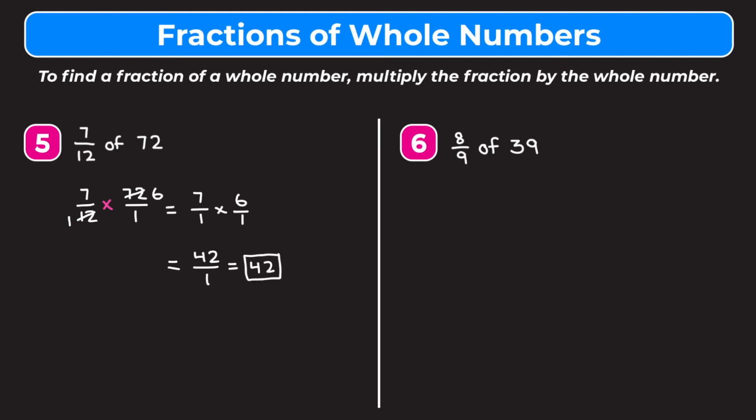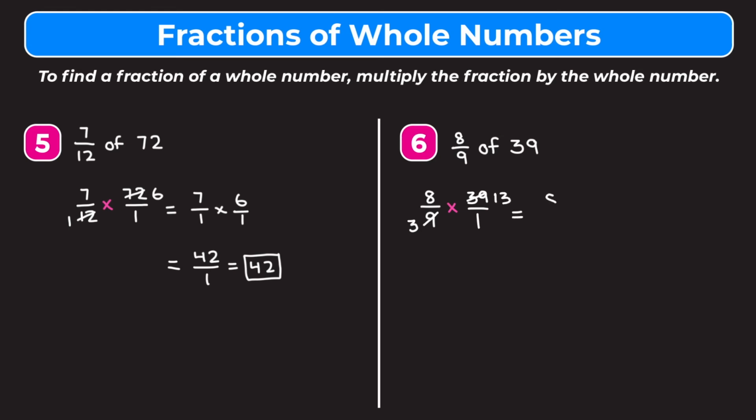Taking a look at our last example, we have 8 ninths of 39. So again, we're going to start by taking our fraction of 8 ninths. We're going to change "of" to multiplication. So we're going to multiply 8 ninths by 39, put the 39 over a 1 to turn it into a fraction. We want to see if we could cross reduce, and we can cross reduce the 9 and the 39 by dividing them both by 3. 9 divided by 3 is 3, and 39 divided by 3 is 13.